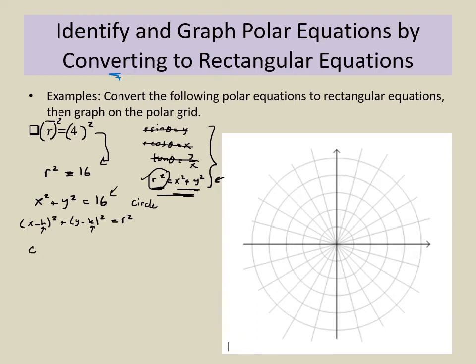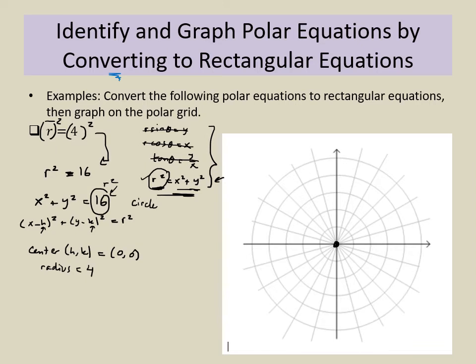So the center of that circle, which is h and k, is what? 0, 0, the origin. That's right. This is a circle that has a center at the origin. All right, what else do we know? We know that this here is r squared, the radius squared, which means the radius of that circle is what? The radius is 4.